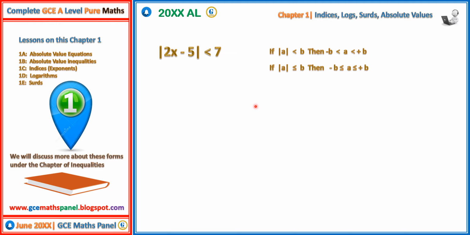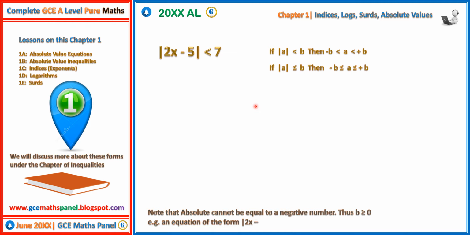Now let's see how we are going to split this equation. So note that absolute values cannot be equal to a negative number. In this particular case, the value of b must be positive. If b is negative, then there is no solution. Why? This is because an absolute value can never be negative. So the absolute value of this can never be less than a negative number.